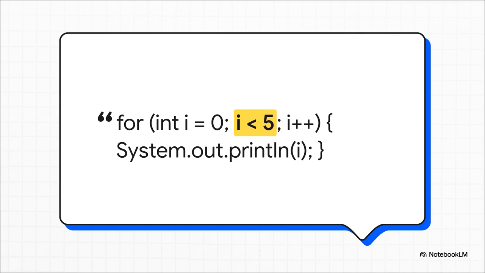It does three things all in one line. It starts a counter I at 0, it sets the rule to keep running as long as I is less than 5, and it adds one to I after each time it runs. The result, a perfect predictable count from 0 to 4.